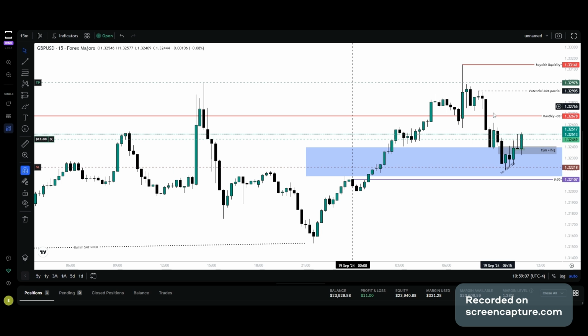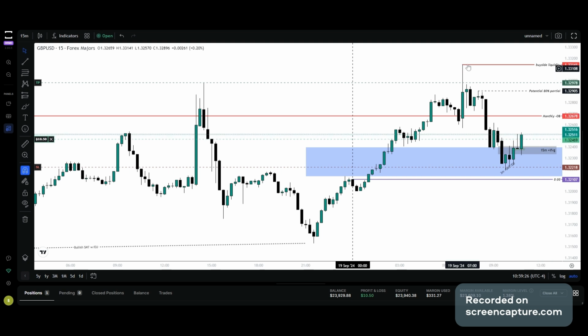If we leave a displacement above this high on the 15-minute basis, that's even better. I may even scale in. If it makes sense, of course.